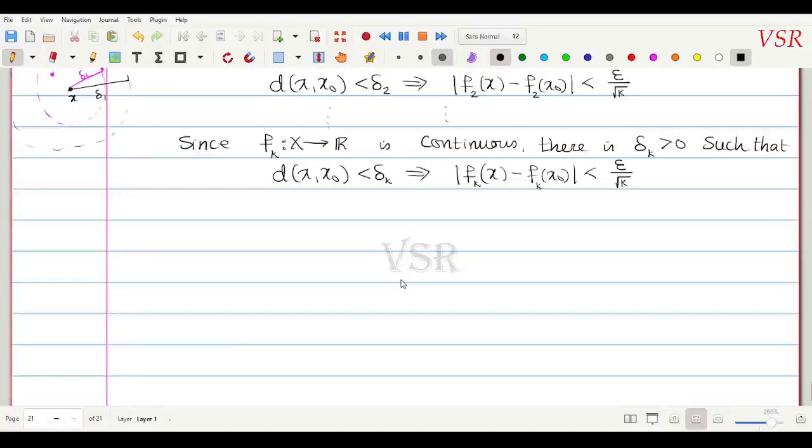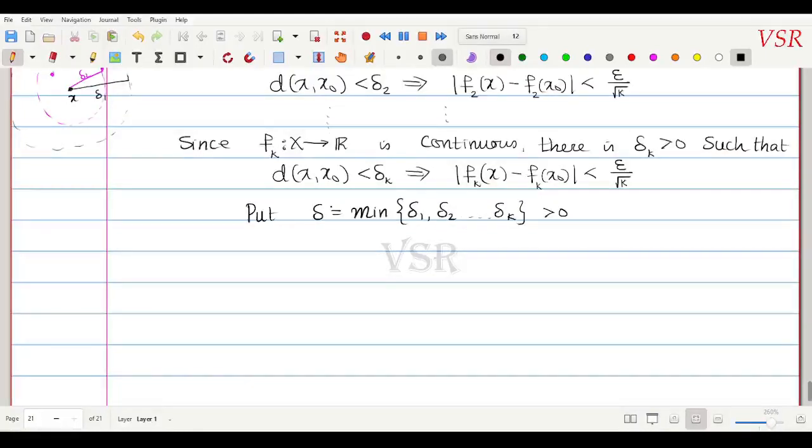அப்போ என்ன பண்றேன் அப்படின்னா, put delta equal to minimum of delta 1, delta 2, delta k. இதுல எல்லாம் மினிமம் எடுத்துக்கிறேன். And of course இந்த மினிமம் என்னைக்குமே பாசிட்டிவ், ஏன்னா each of delta 1, delta 2, delta k are positive. இதோட மினிமம் இதுல ஒன்று தான் இருக்கும்போது, therefore that is positive.